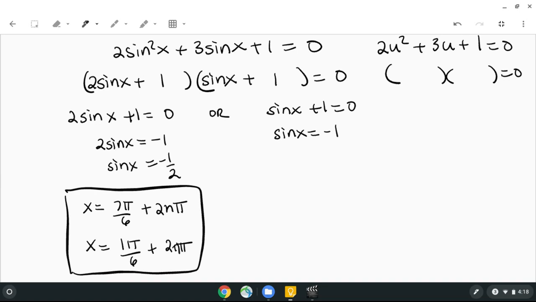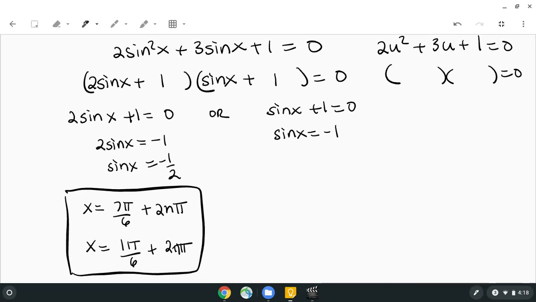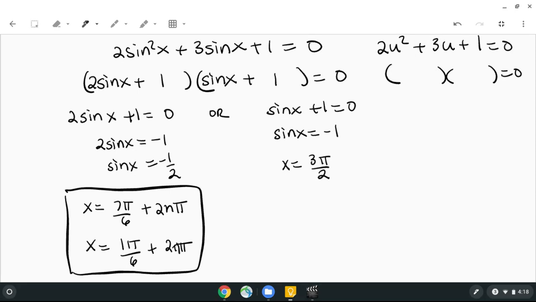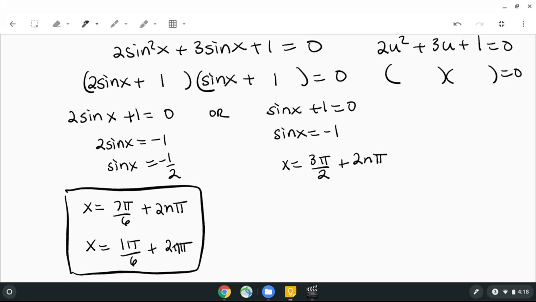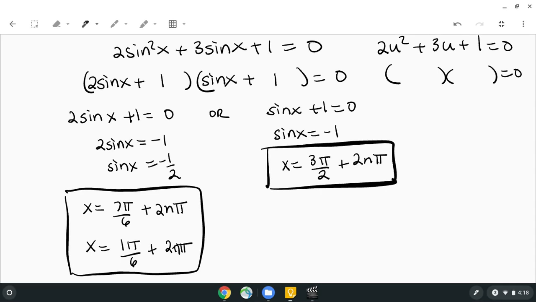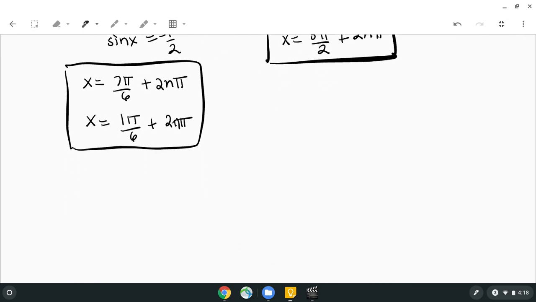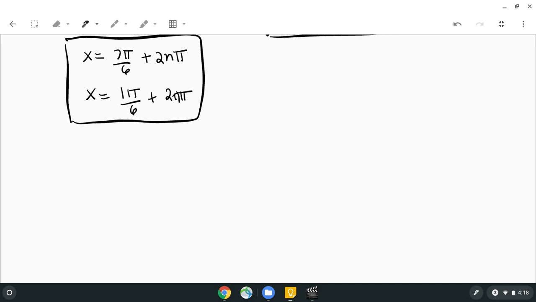And sine x equals -1 when x is 3 pi over 2, plus any number of full circles. So these would be our solutions. All right. Let's take a look. So those are all the solutions.